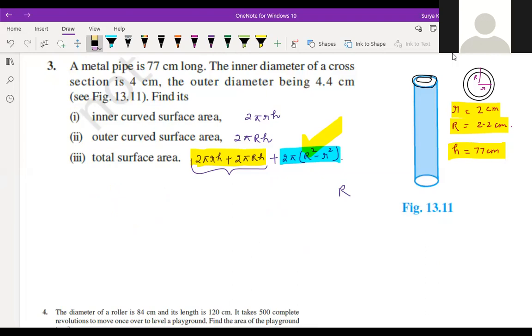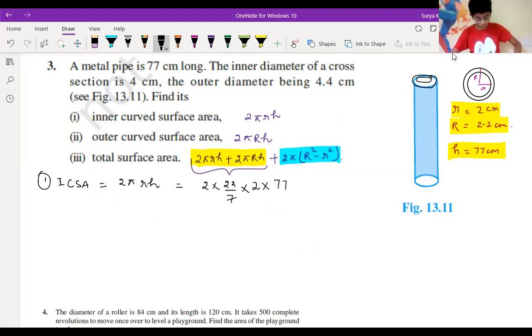So this was just for concept. Now I'm finding, you can find one by one. First was inner curved surface area, inner CSA. That is 2 pi rh. So 2 into 22 by 7 into radius, that is 2 into... first inner surface area I got 968 centimeter square.